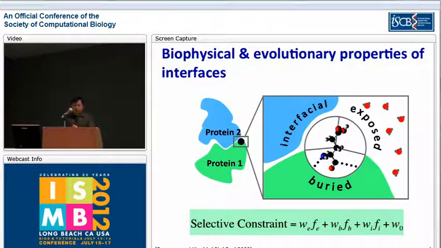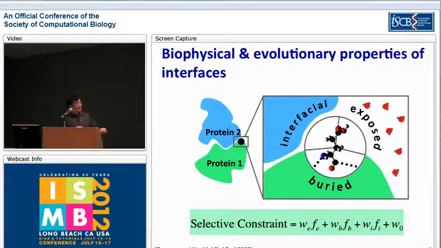And the other thing we can do is construct very high-resolution models relating the biophysical properties of proteins to evolutionary properties of proteins, in fact, at single-residue resolution. So here's a picture showing the interaction site. It's a residue, so we can take this residue and know what fraction of its surface is involved in the interface, participating in protein-protein interaction, what fraction is exposed, what fraction is buried.